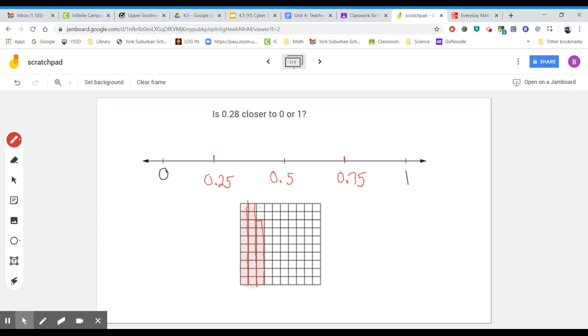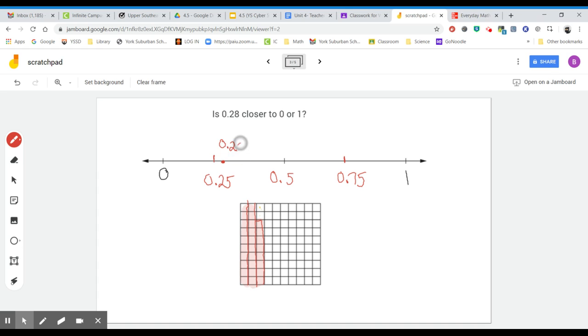Now on the number line, we can find a good point for where 28 hundredths will be. I know 28 hundredths is greater than 25 hundredths, but not by a whole lot. So I'm going to place a mark pretty close to the right of the 25 hundredths, maybe about here, and that's going to be where 28 hundredths is.